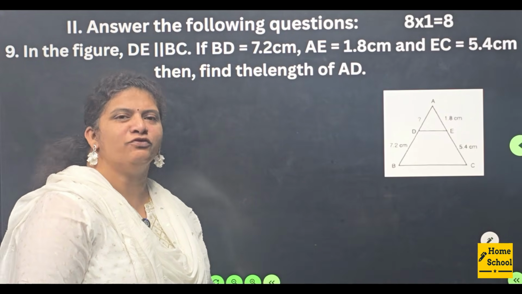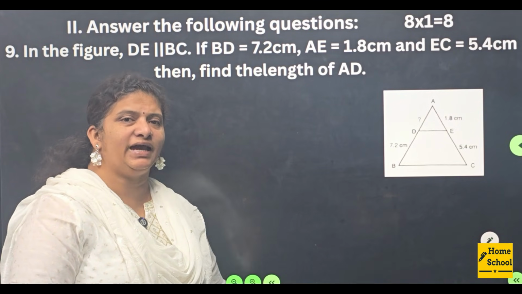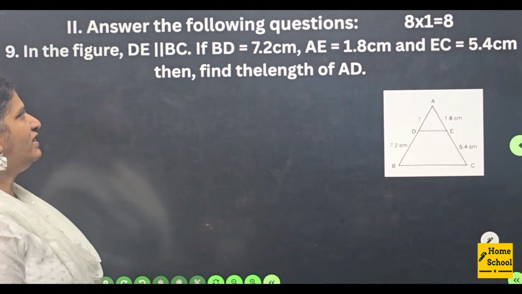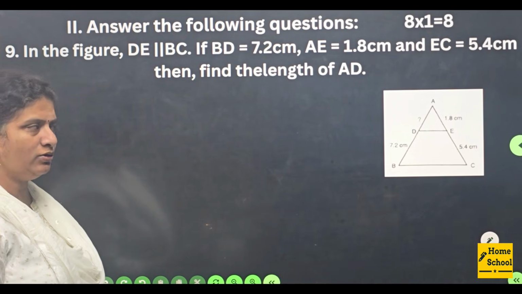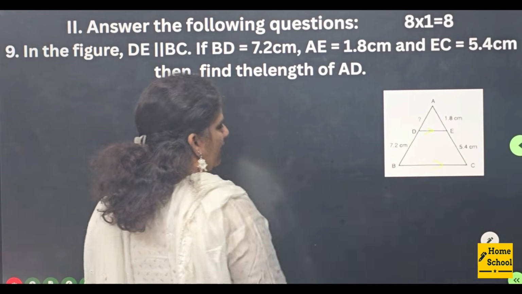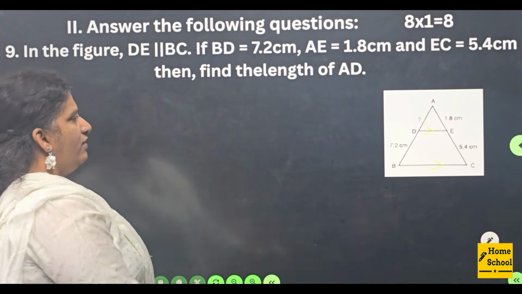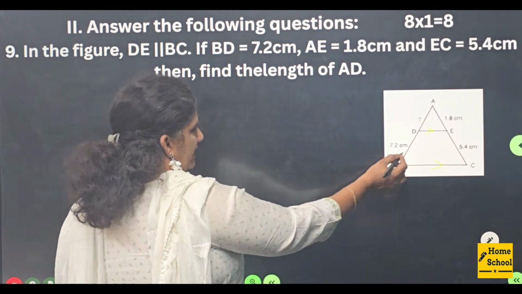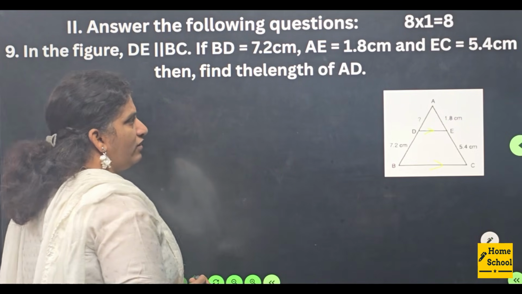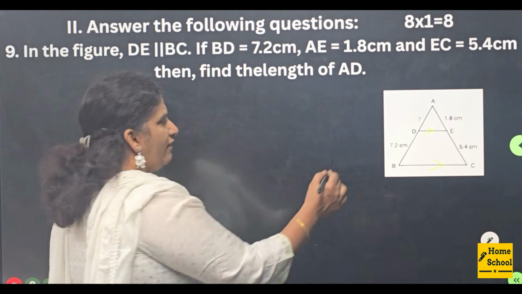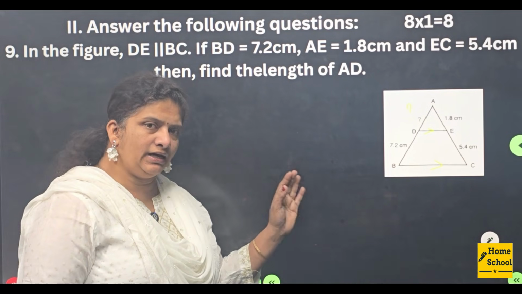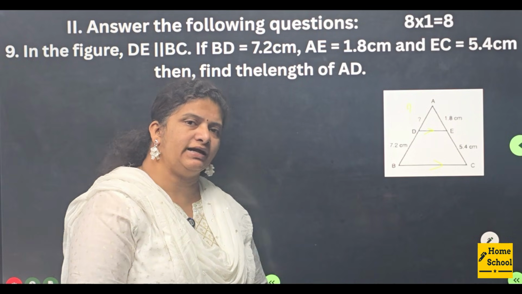Second main, answer the following questions. In this, we will be having 8 one-word questions. Each carries 1 mark. Ninth one, in the figure, DE parallel to BC. You can see a triangle ABC, DE parallel to BC. If BD = 7.2 centimeter, AE = 1.8 centimeter and EC = 5.4 centimeter, then find the length of AD. By seeing the figure, immediately we remember the basic proportionality theorem.